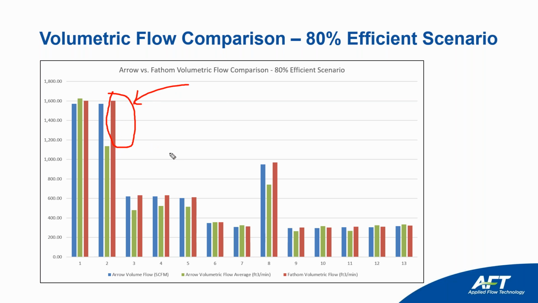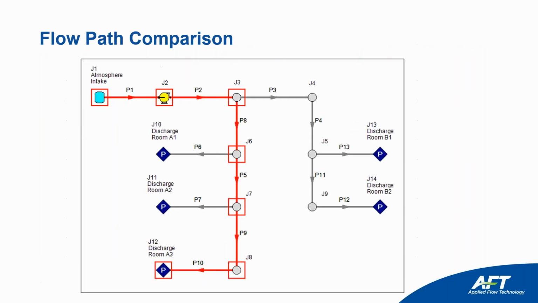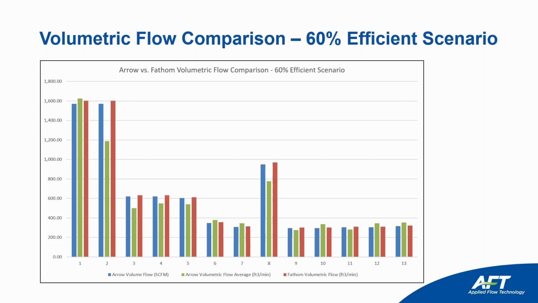Which is really meaningless in Fathom because again, it's changing. So here, all you have is the average. These are the differences for the 80% scenario, and these are the differences in the 60% efficient scenario. When I switch between these two scenarios and you look at the red bars for Fathom, you can see how the efficiency of the blower makes no difference in results in Fathom.